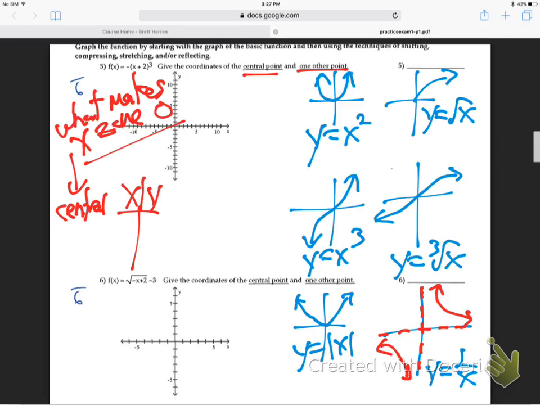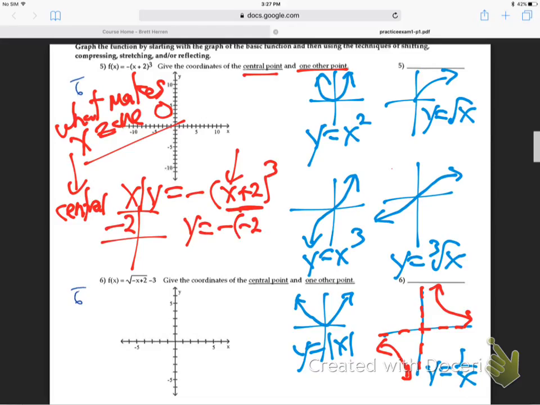So what could I plug into y equals negative (x plus 2) cubed that will make this little world 0? Well, -2. And then y will just be (-2 plus 2) cubed, which is 0. After you get the central point, that always tells you the new center point. Then to get the last point, you just add 1. You can do other things, you don't have to do this, but this will usually be the easiest thing to do.